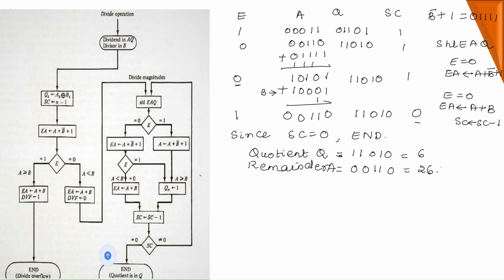So this is how we have to perform a sign magnitude division operation using the flowchart.